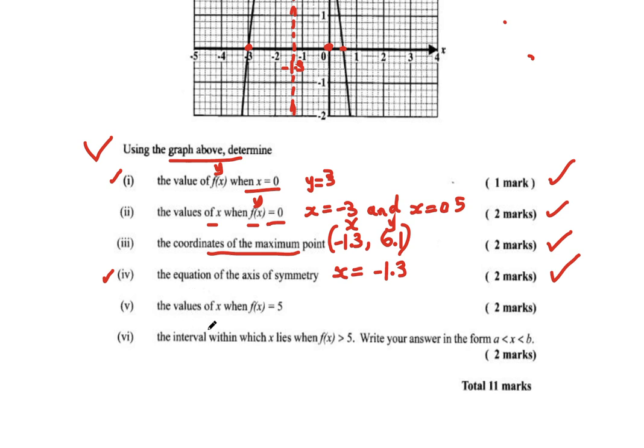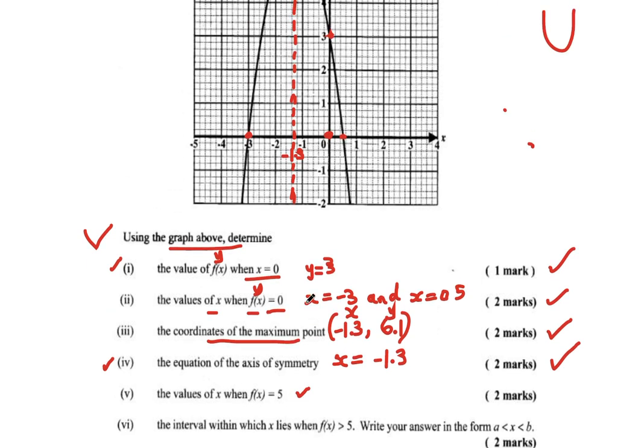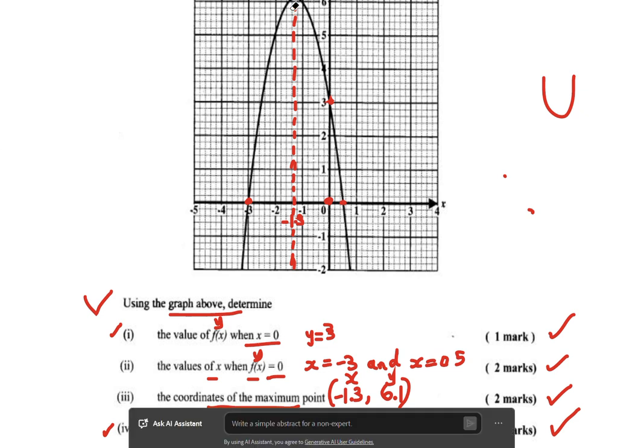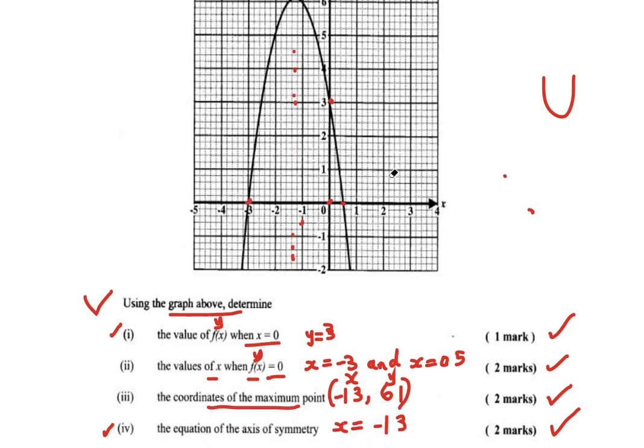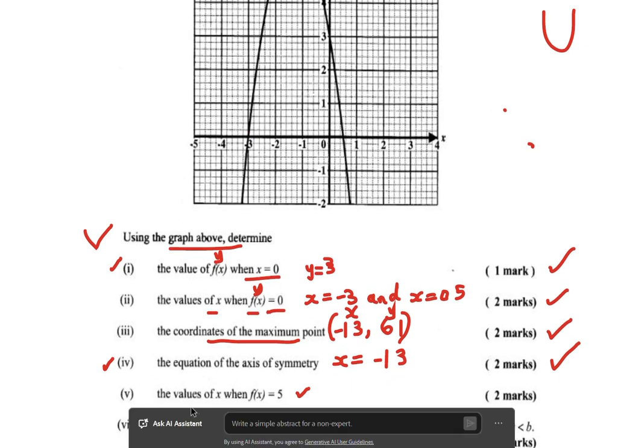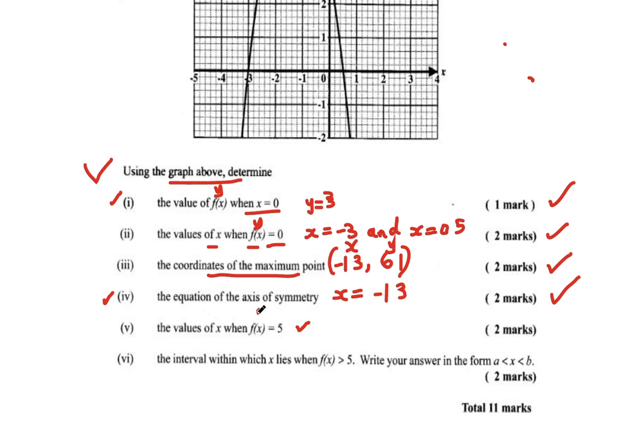Now we're asked to find the values of x when f of x is equal to 5. I'm just going to tidy up this chart a little bit. Recall that f of x is the same as y. Never forget that. So basically we're asked to find the value of x when y is equal to 5.